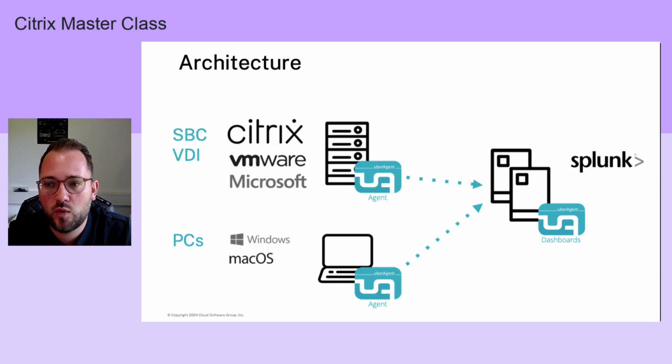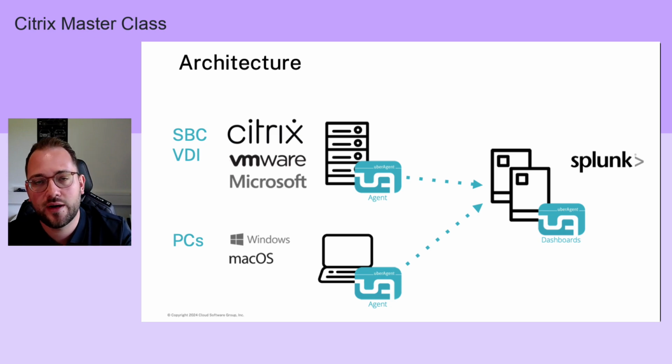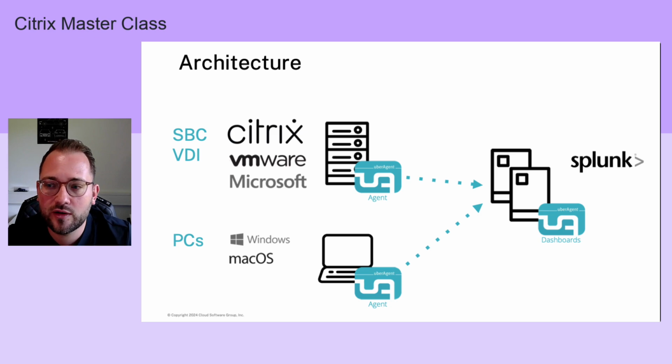Now let's have a quick look at the typical deployment scenario. As you can see, we have the agent sitting on the endpoint. The agent collects the data on the endpoint and sends it directly to the backend. uberAgent does not require any middleware component, as it is capable of sending the data directly via TCP, HTTP, or HTTPS.